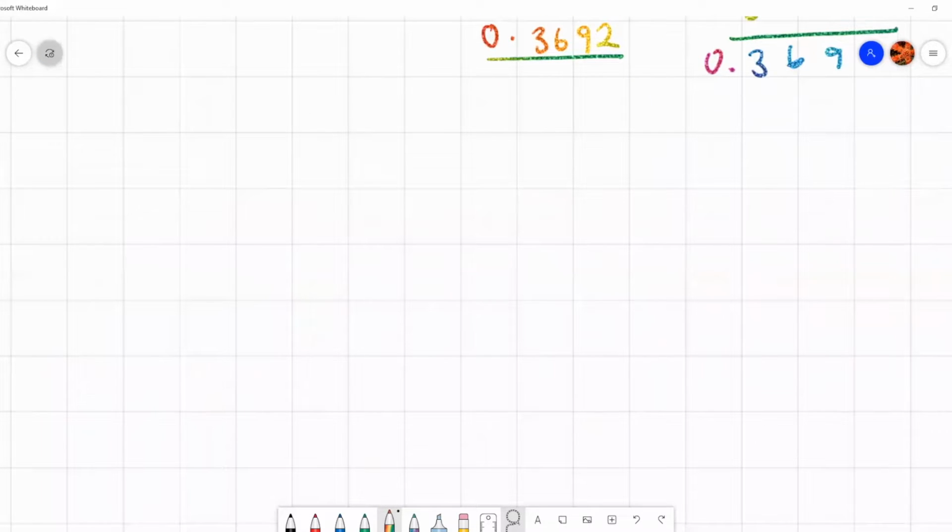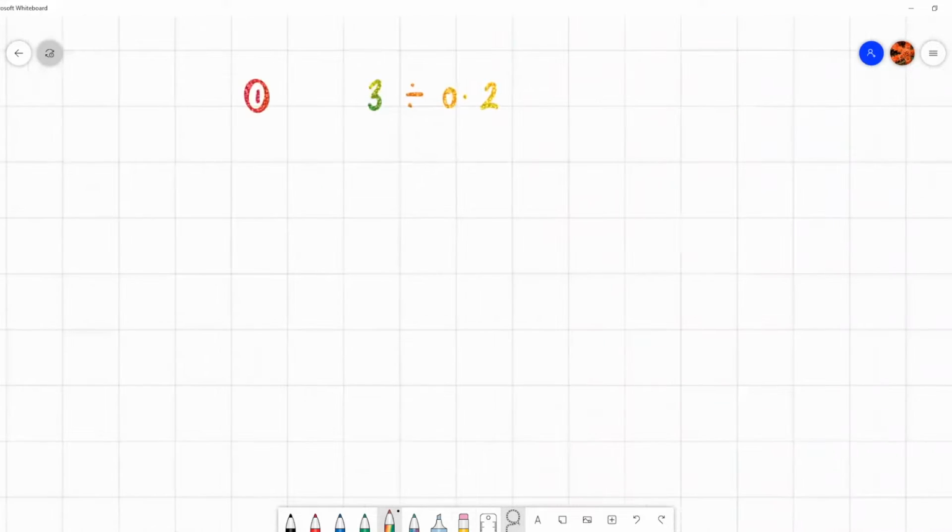Okay, how about if you had a division problem then? Okay, 3 divided by 0.2. So when you are dividing by decimals, I would suggest that you write it down as a fraction. So this is the easiest way to start off with. 3 divided by 0.2 could be written like this. Yeah, as a fraction. 3 over 0.2 is exactly the same as saying 3 divided by 0.2.